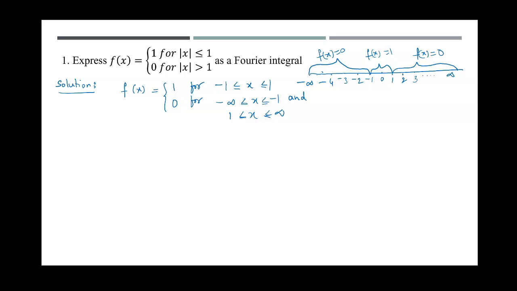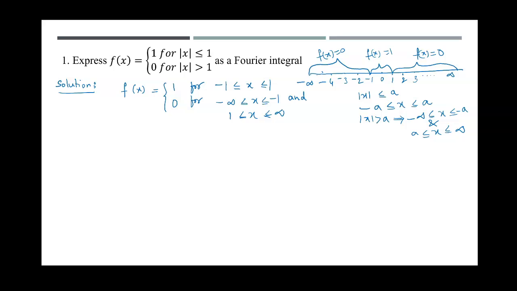Okay, so if mod x, here in general you can write if mod x is less than or equal to a, what does it mean? Minus a less than or equal to x less than or equal to plus a. And if mod x is greater than a, it means minus infinity less than or equal to x less than or equal to minus a and a less than or equal to x less than or equal to infinity.